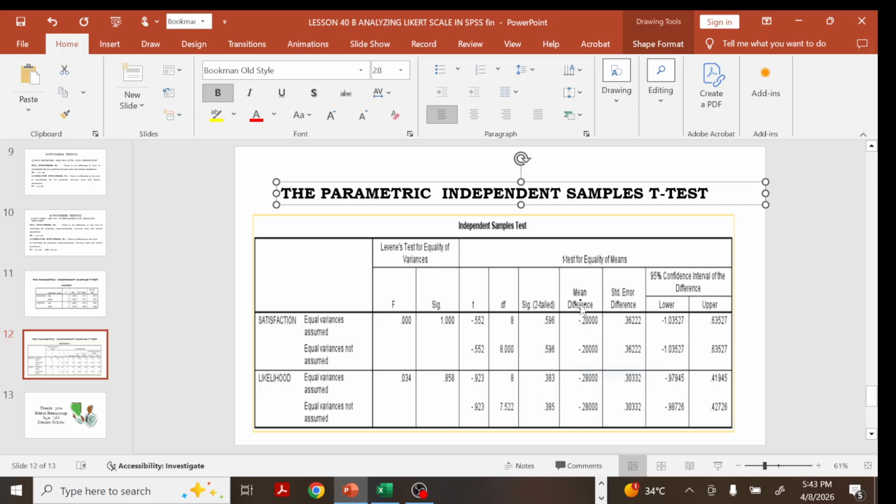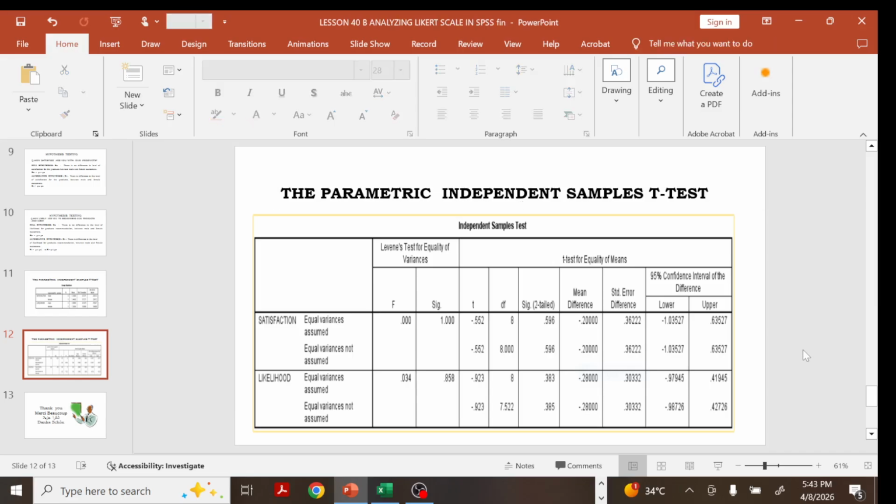When you look at the means, more or less the means are the same. But I'm very much interested in what? The significance. For the satisfaction, the significance is 0.596, and 0.596 is greater than 0.05. And for the likelihood, the significance is 0.385. Again, 0.385 is greater than 0.05. So what do you conclude? You conclude that there is no difference.